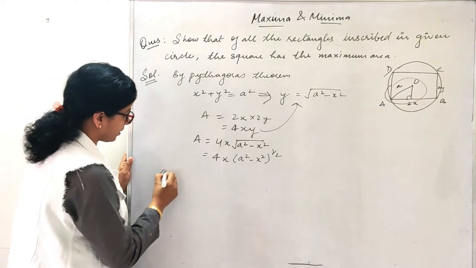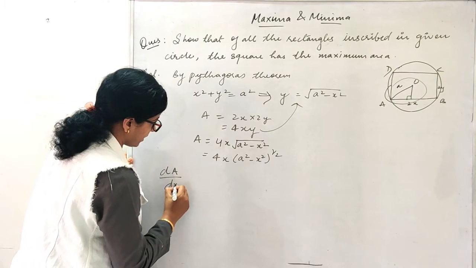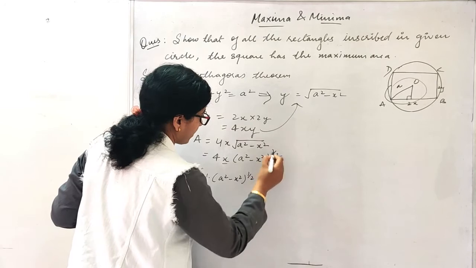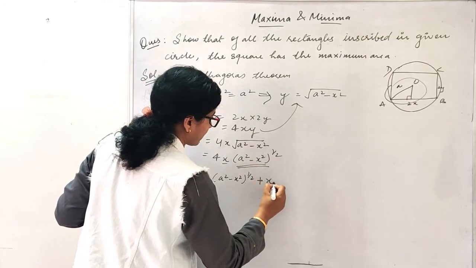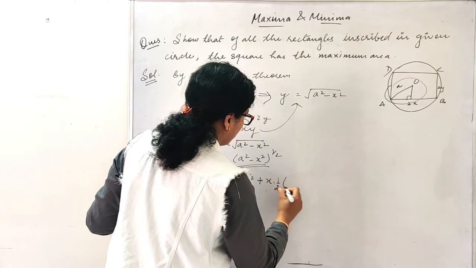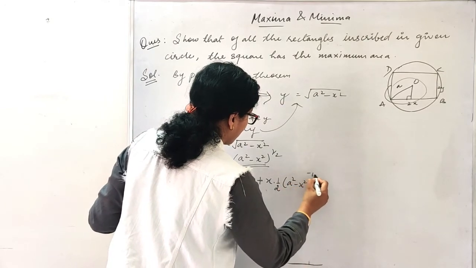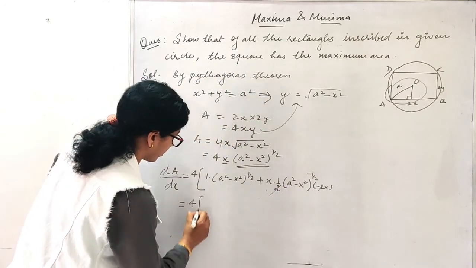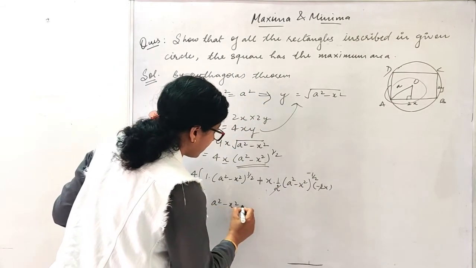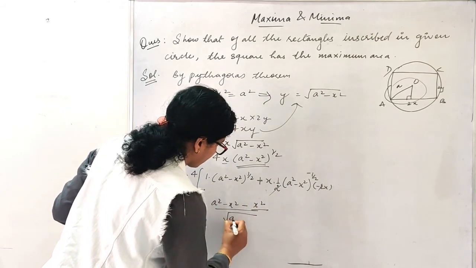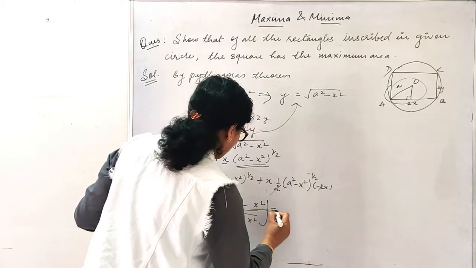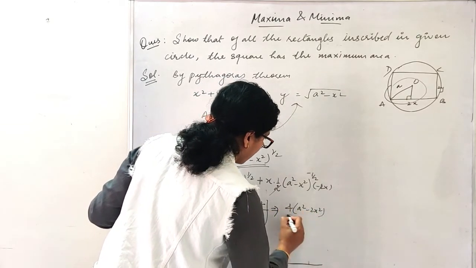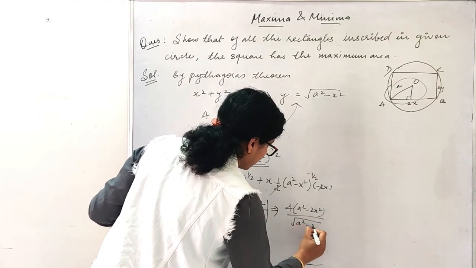Now I will find out dA by dx, for which we'll use the product rule. So 1, now I'll differentiate this part. So plus x into 1 by 2 (a square minus x square) to the power minus half into minus 2x, right? So I am left with 4 times (a square minus x square) minus x square over root a square minus x square, which is nothing but equal to 4 (a square minus 2x square) upon root a square minus x square, right?